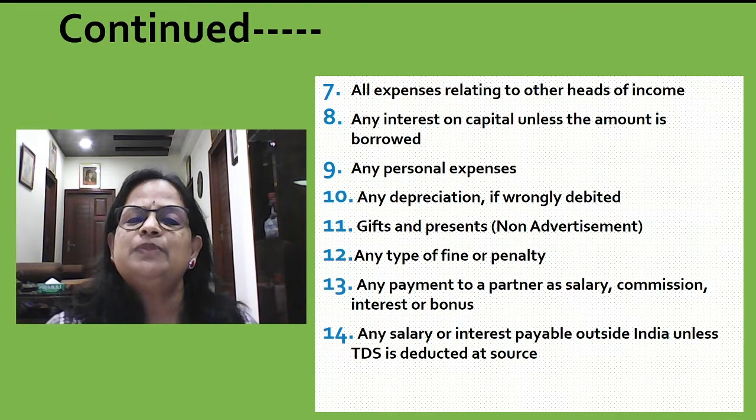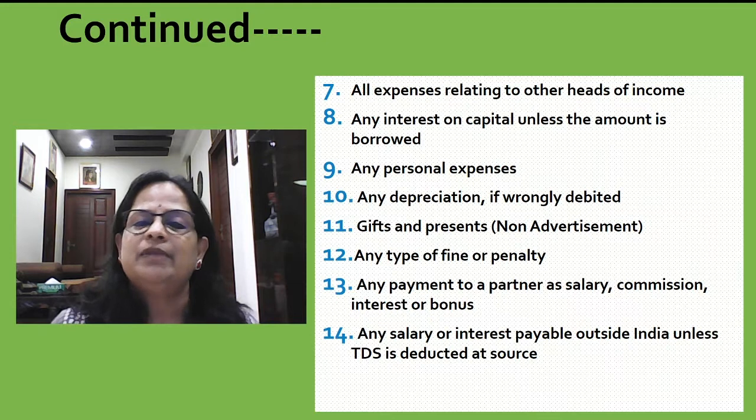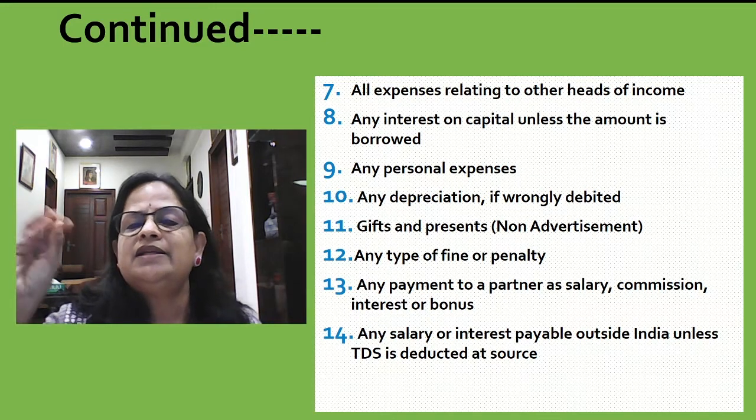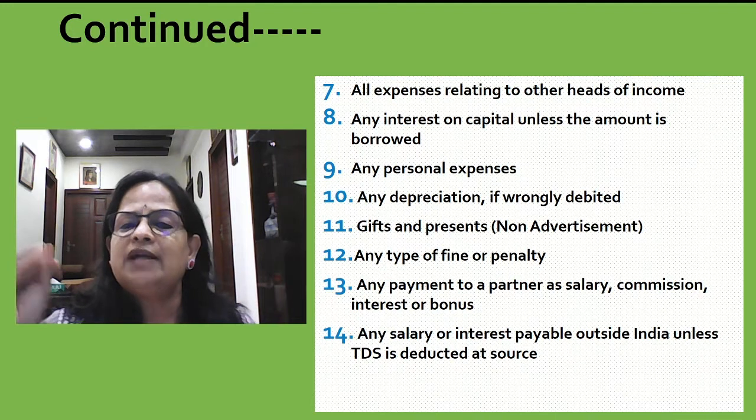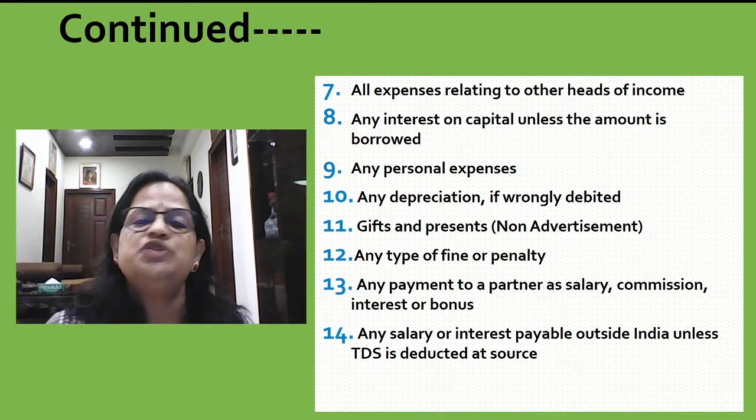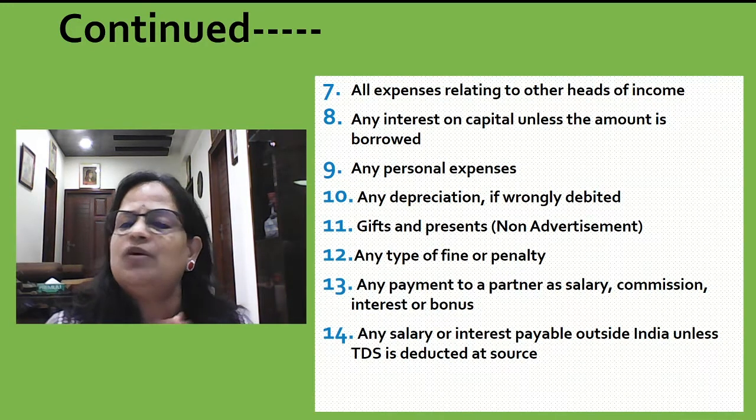Now, all expenses relating to other heads of income. So, if they are claiming rental collection charges for the rental incomes, from a house given on rent or some let out house property, you have to calculate the collection charges, ground rent, fire insurance premium for the let out house property. All that is disallowed. Collection charges for dividend, interest, everything is disallowed.